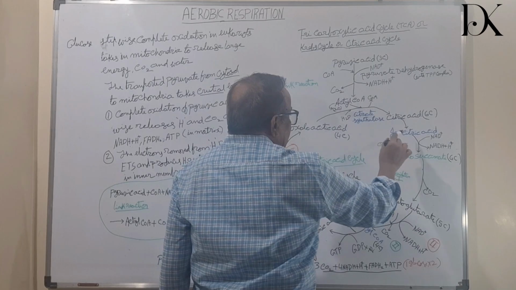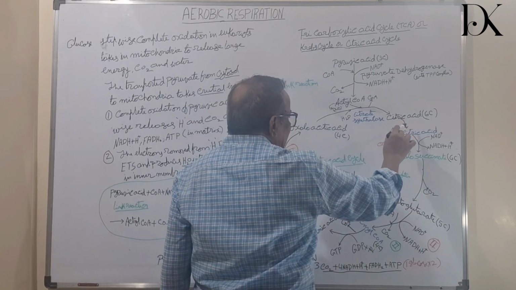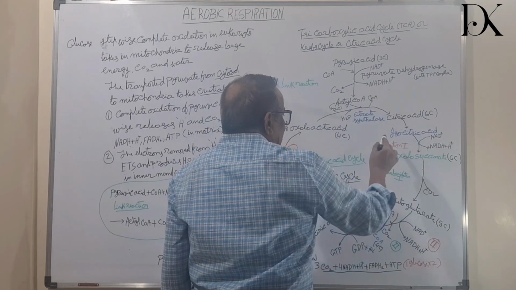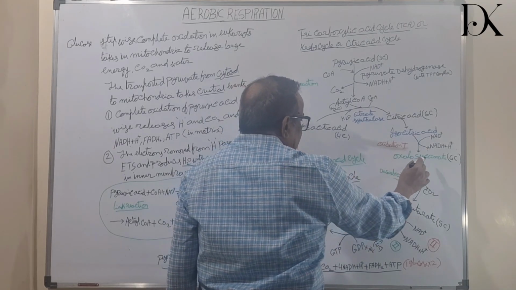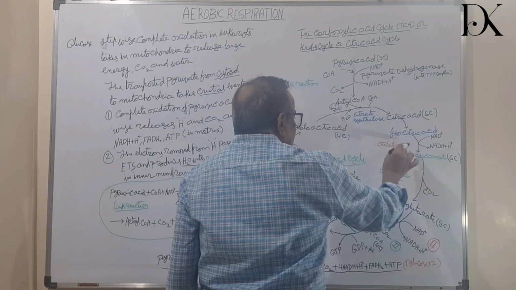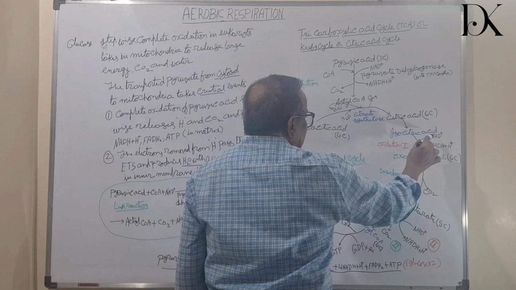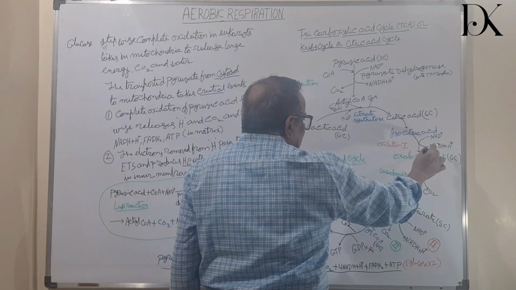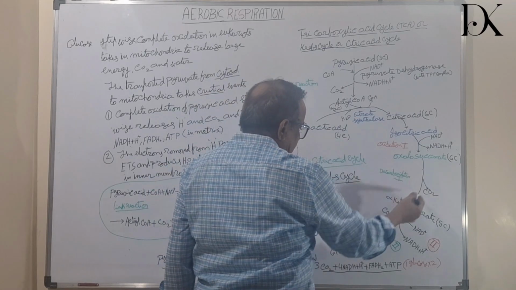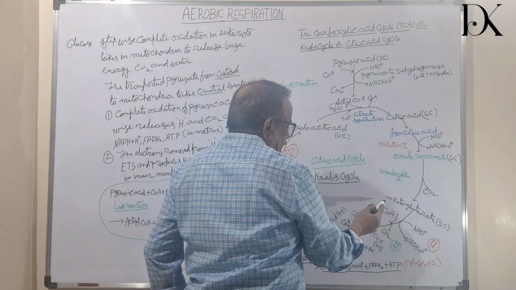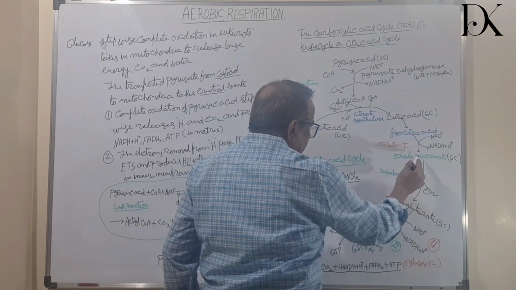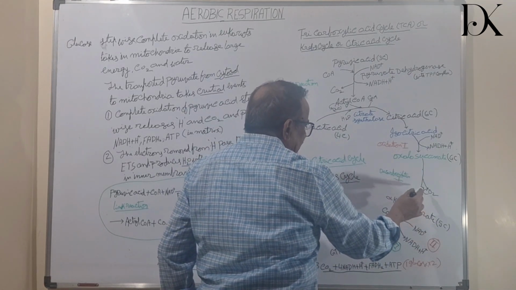And this citric acid will immediately be isomerized. Isocitric acid will be formed, and isocitric acid will form oxalosuccinate. It is not in the textbook, try to remember it. And the first oxidation will take place. NAD will become NADH plus H+. And oxalosuccinate will be converted into alpha ketoglutarate or glutaric acid, which is 5 carbon, because of the loss of 1 carbon dioxide.